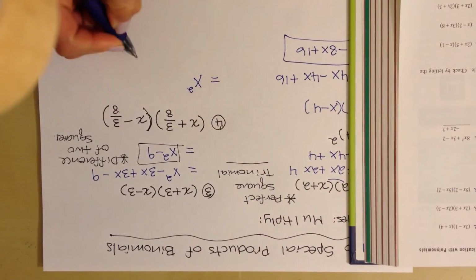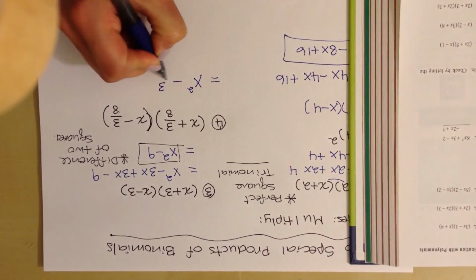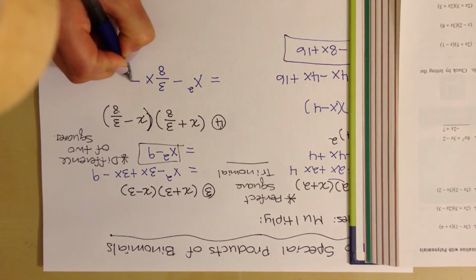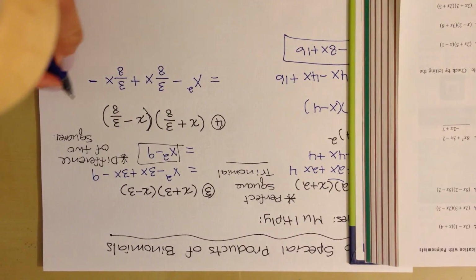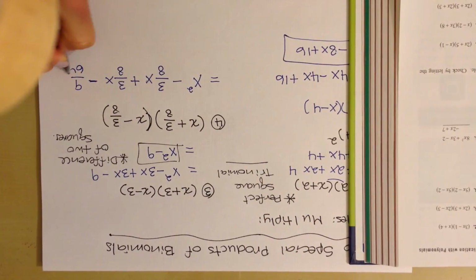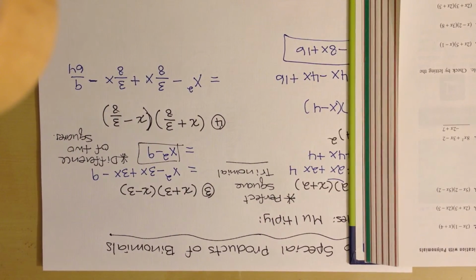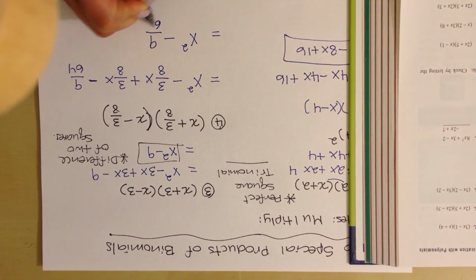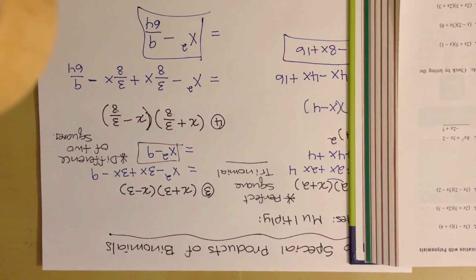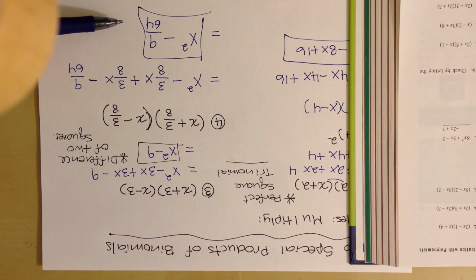X squared minus 3 over 8x plus 3 over 8x minus 9 over 64. Again, the middle terms will be 0. And so we're just left with x squared minus 9 over 64, our final answer. So again, difference of two squares.